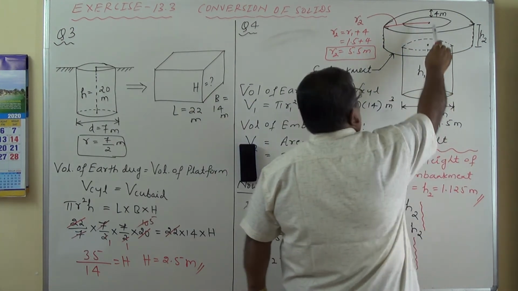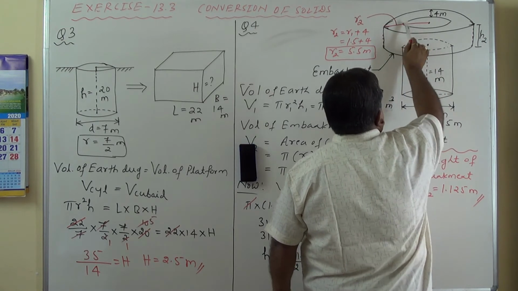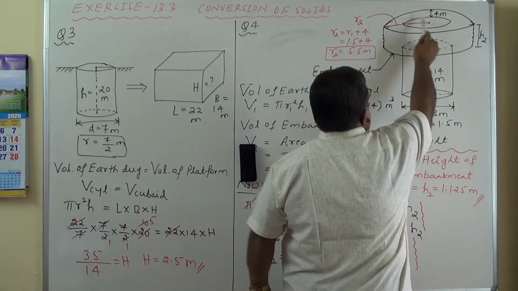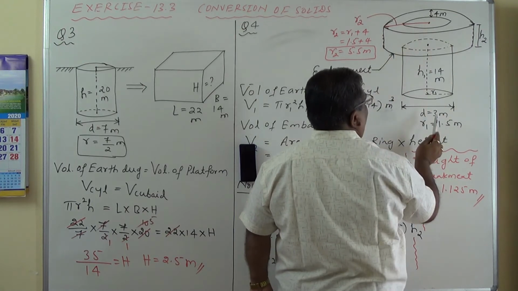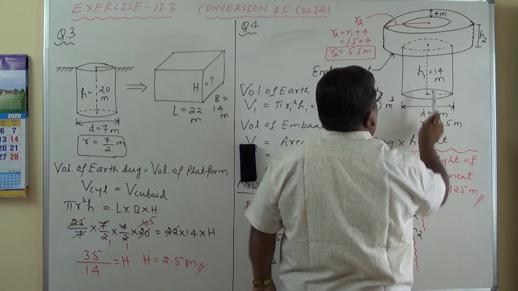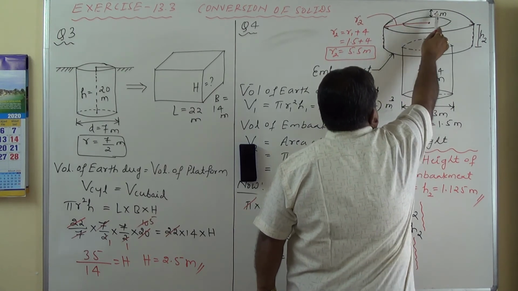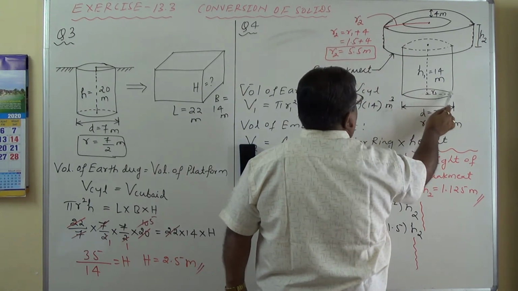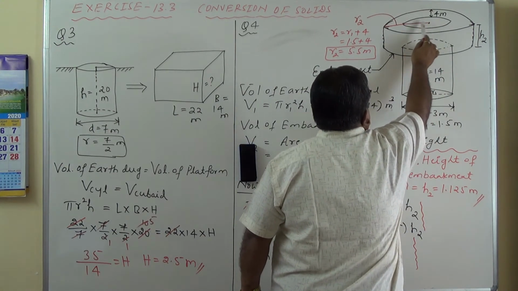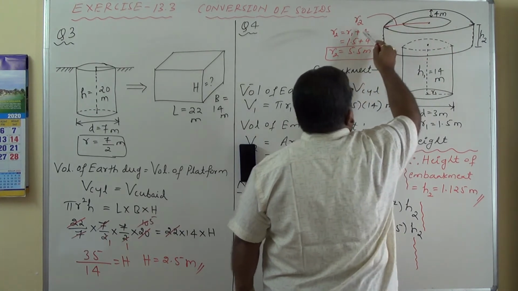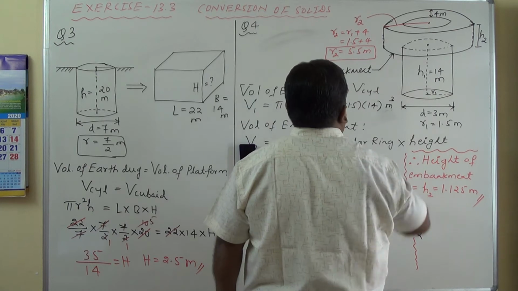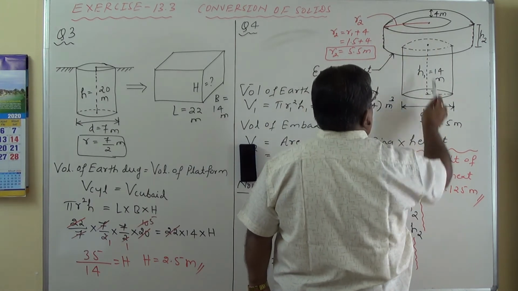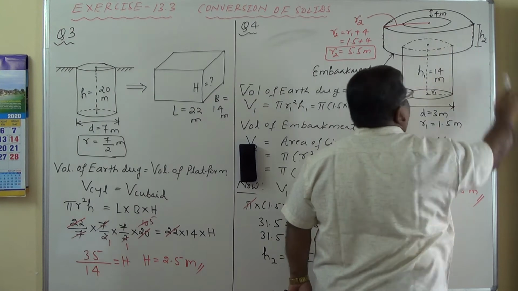For this, the width of the embankment is given. The width means this width, this width, this width is 4 meter. So how do you find out the outer radius? Inner radius of this embankment is equal to the radius of the cylinder, which is R1, 1.5 meter. Outer radius is equal to inner radius plus this width 4 meter. So R2 is the outer radius, which is equal to R1, the inner radius of the well, plus this 4 meter. 1.5 plus 4, which is 5.5 meter. So for this circular embankment, I have R1 equals 1.5 meter and R2 equals 5.5 meter, and H2 is the height of the embankment.